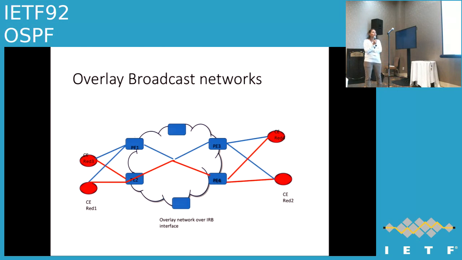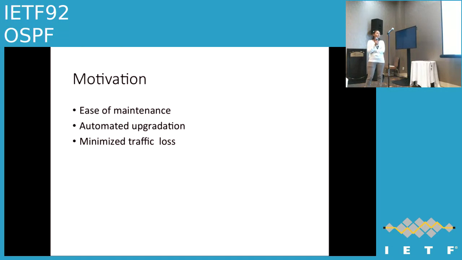Next slide. This is another example, wherein the overlay networks could be implemented on top of broadcast networks over an IRB interface. It's just another use case, another way to deploy overlay networks. So the motivation for the draft is ease of maintenance, automated upgrade, and minimizing traffic loss, so that when you know the router is going for maintenance, you move the traffic away from the node, verify everything is fine, and then go for maintenance.